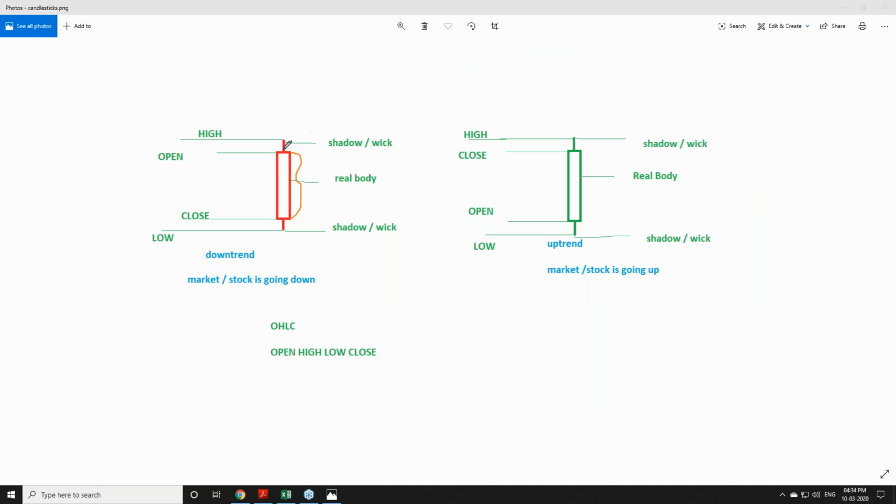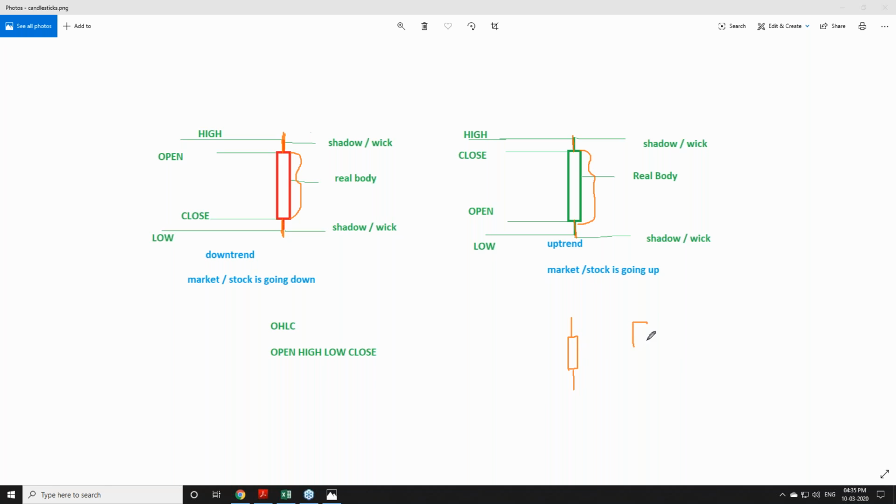And above, if there is a small stick-like structure, this is called a shadow or wick. Same for the green candle also. This is the real body. Upper shadow, lower shadow, or upper wick and lower wick. So these are the simple parts of the candlestick. Very simple: real body, lower wick, upper wick.